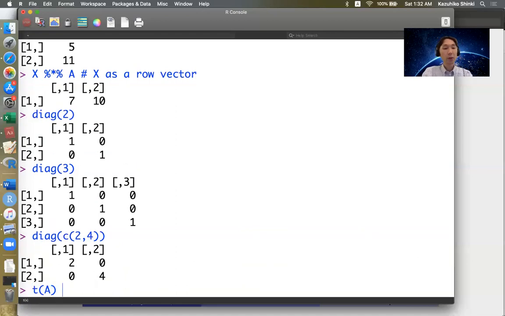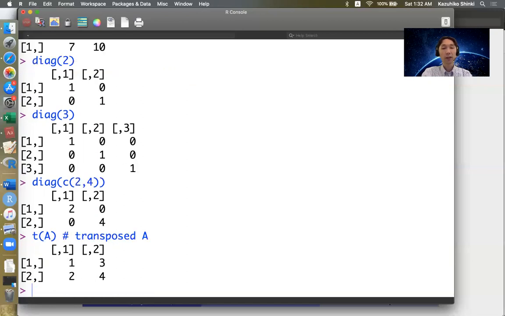And also transposed A. We just interchange the columns and rows. Basically, we mirror all the elements with respect to this diagonal line. So 3 comes here and the 2 comes here. Transposed A is the t of A, so t parenthesis A.